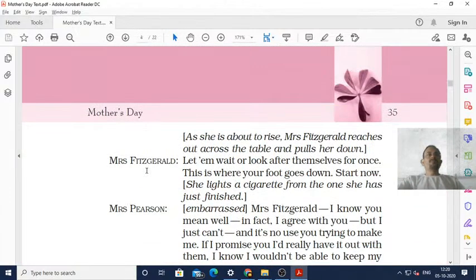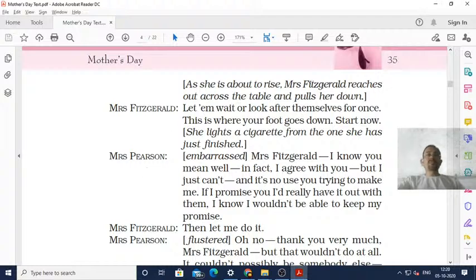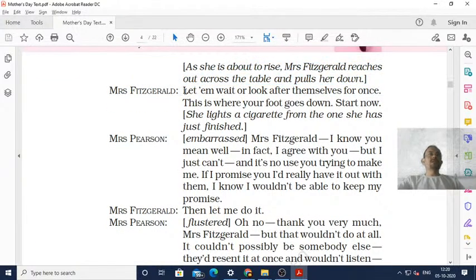Then, as she is about to rise, Mrs. Fitzgerald reaches out across the table and pulls her down. She deliberately pulls her down, restricting her from going. Mrs. Fitzgerald says, let them wait or look after themselves for once. At least for once, let them manage things for themselves. This is where your foot goes down. Start now. This is what you cannot do. That is why they have taken you for granted. So you should start now.